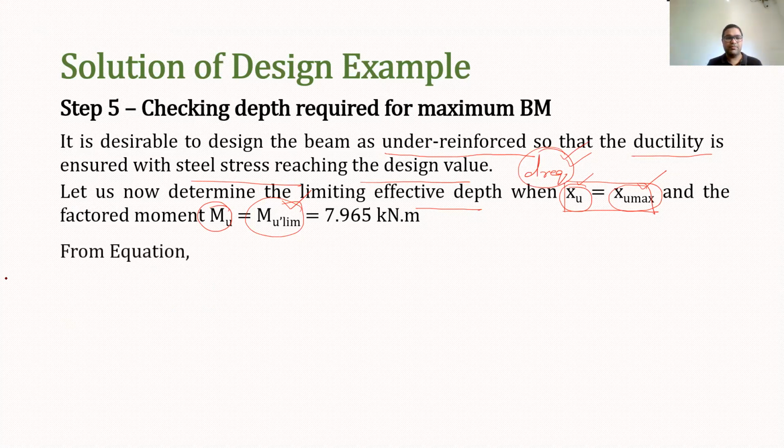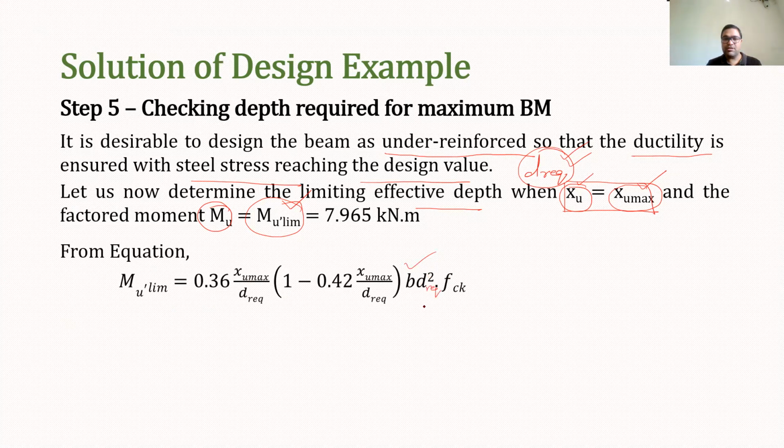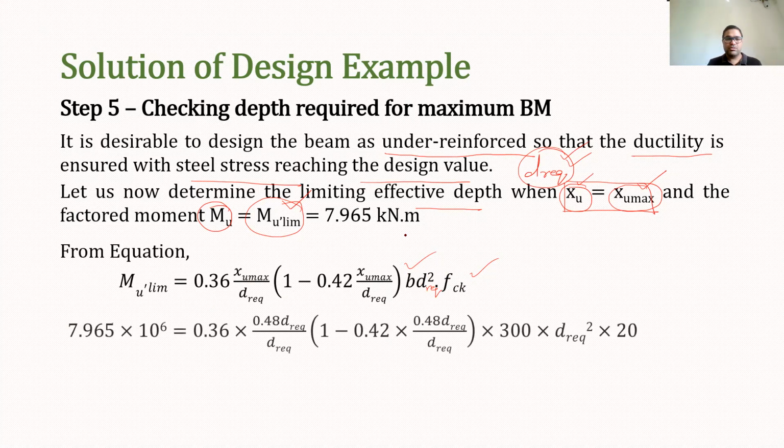So here we will be using this equation. Now putting all the values here, B is the width of lintel beam, D is the D required, and FCK is the characteristic strength of concrete. So we are using M20 grade of concrete, so FCK value will be 20. So here we will put all the values.